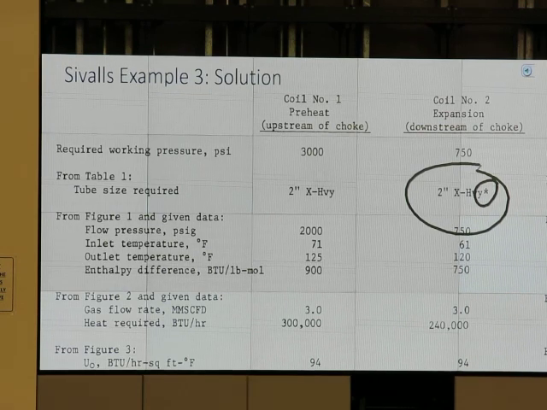If I try to heat everything before the choke, all that pipe has to be thick pipe. But if I use the minimum number of pipe to heat before the choke, then the majority of the pipe can be a thinner one. That's it. Good.